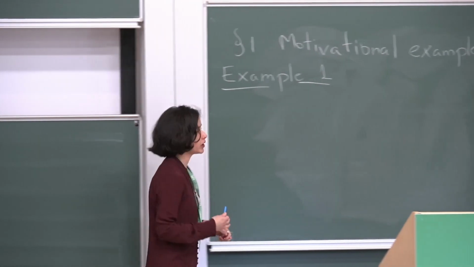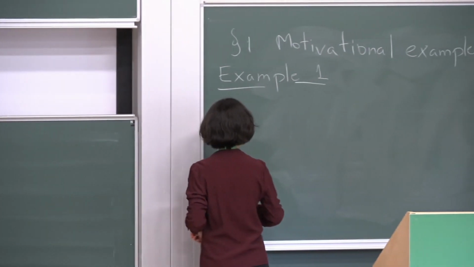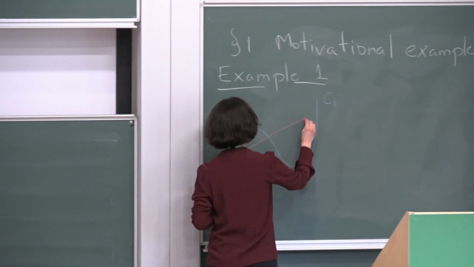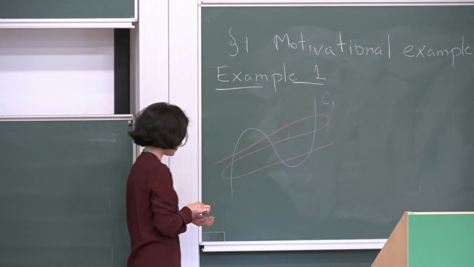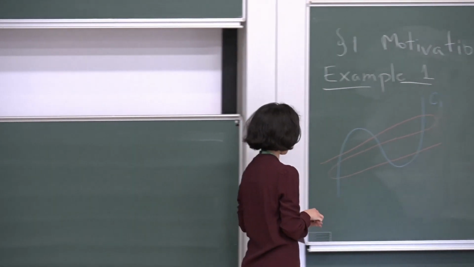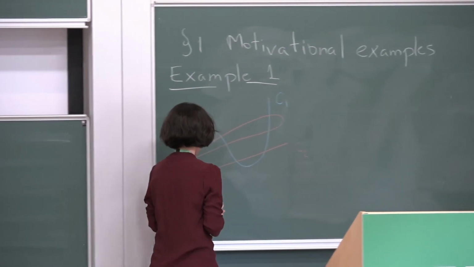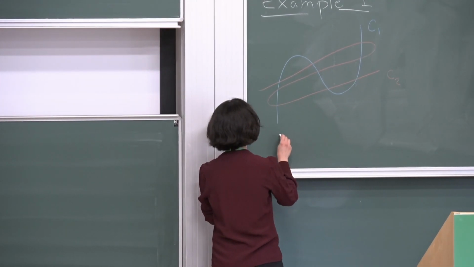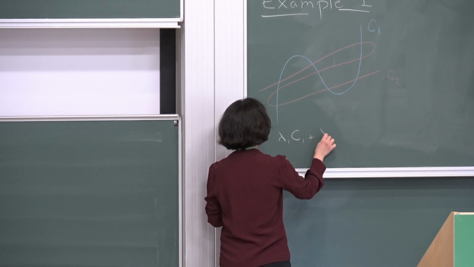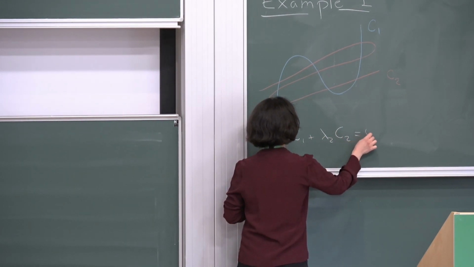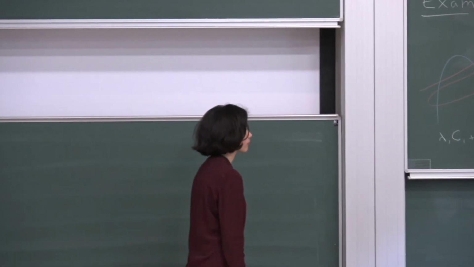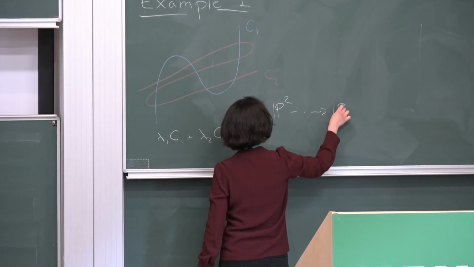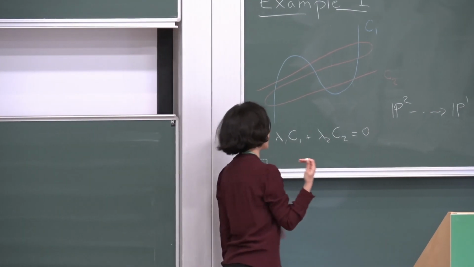So I'm going to start with 2 cubics in the plane, say C1 and C2. And I'm going to look at the pencil defined by them, say lambda 1 C1 plus lambda 2 C2. So this defines a rational map from P2 to P1, which is given by evaluation.